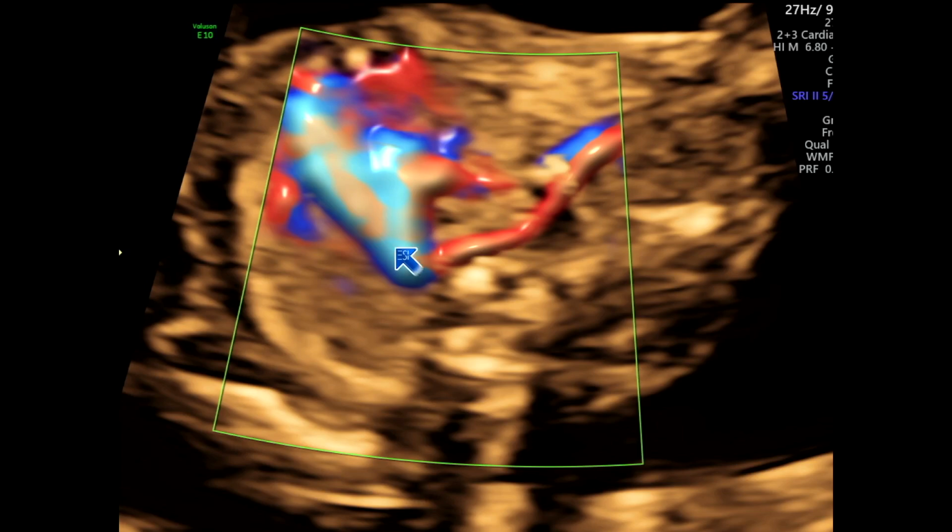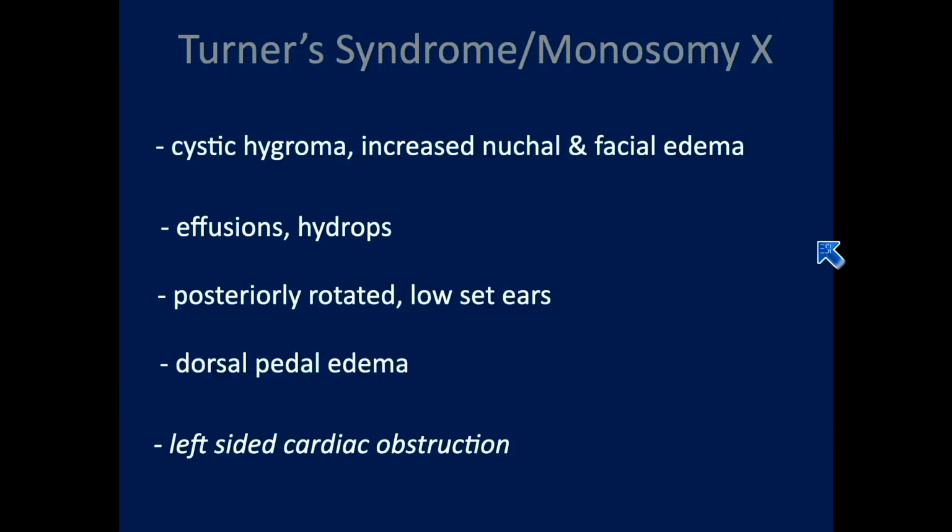So here's a 3-vessel view. Here's the left side of the fetus, right side. Here we have our transverse aortic arch, MPA ductal arch, and this little sonolucency right here is the trachea. You can see that this vessel comes off the distal aortic arch and travels rightward to the fetal shoulder. So that's just an example of an aberrant right. You absolutely can pick this up at 12 weeks. You can pick it up at any gestational age.